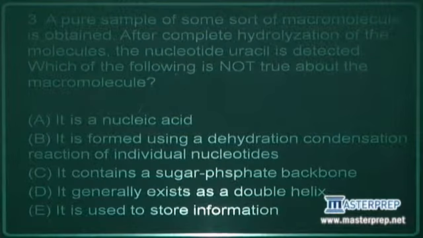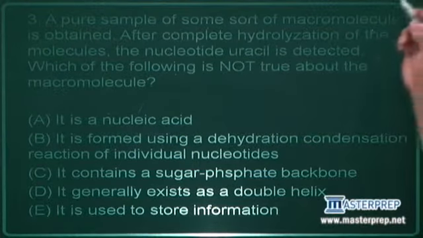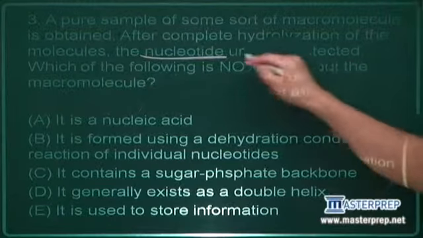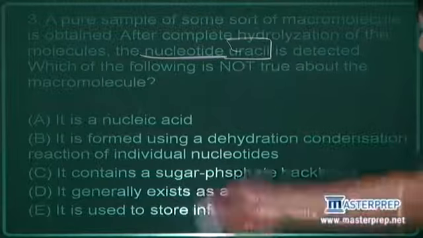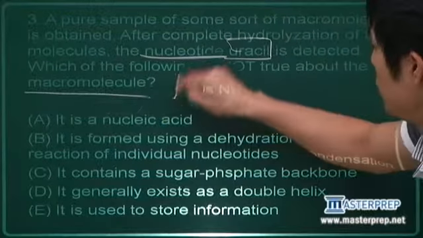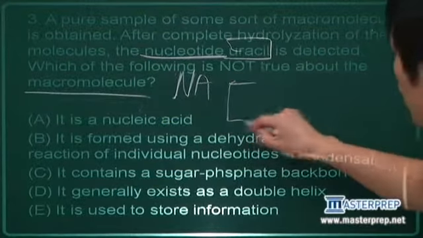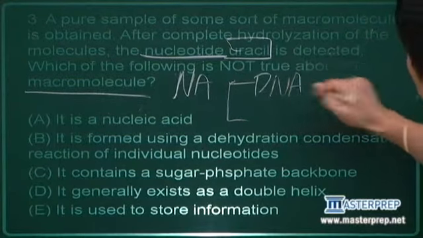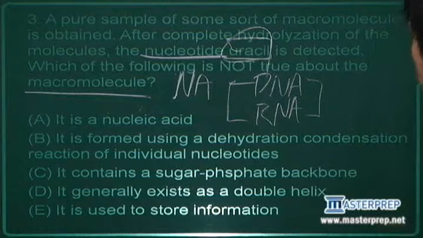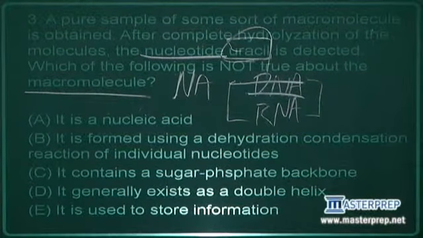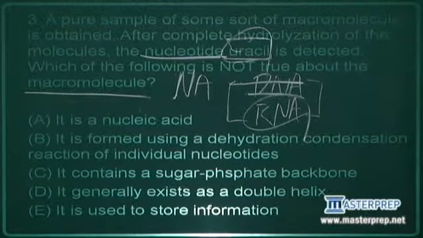Okay, 3. A pure sample of some sort of macromolecule is obtained after complete hydrolyzation of the molecules. The nucleotide uracil is detected. So obviously, what we have for the macromolecule is a nucleic acid. So we have 2 options. It could have been DNA, could have been RNA, but since we found uracil, it can never be DNA. So we know it is RNA.